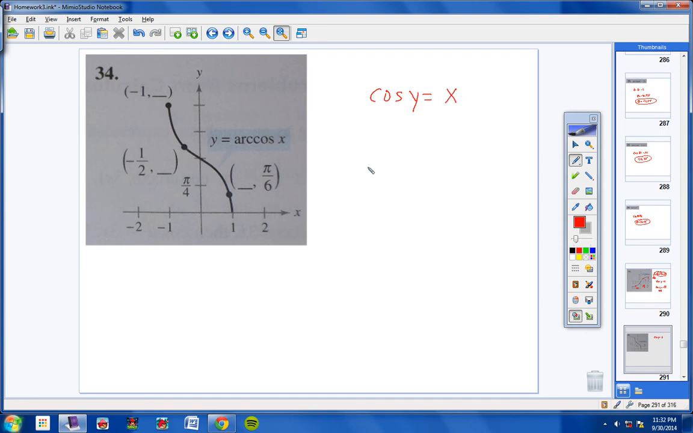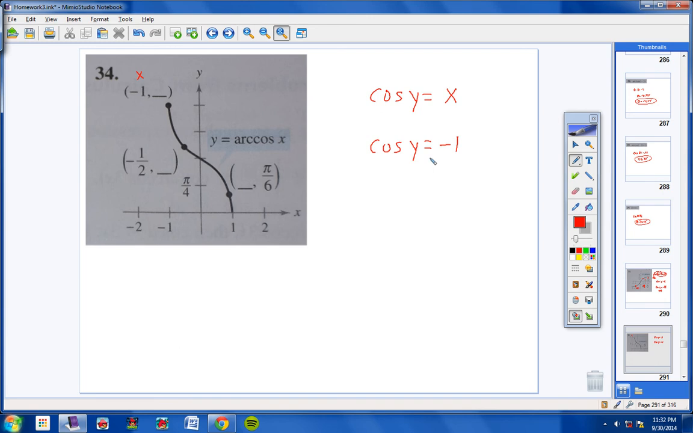Okay. Now let's start up here, I guess. Why not? This is your x value. So for x, I'm going to put negative 1. So cosine of y equals negative 1. So what angle, when you take the cosine of it, gives you negative 1? Well, it's going to be one of your quadrant angles.